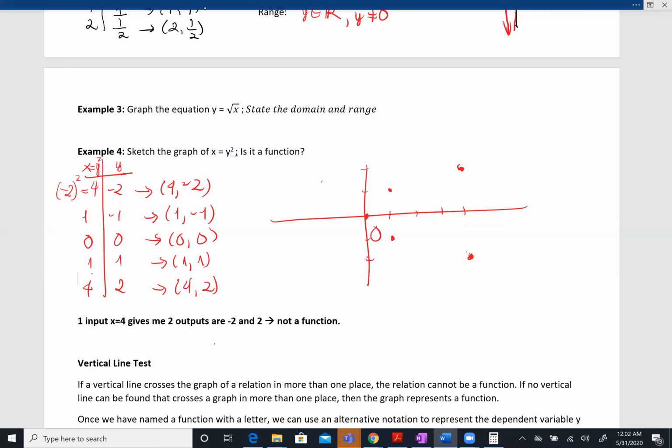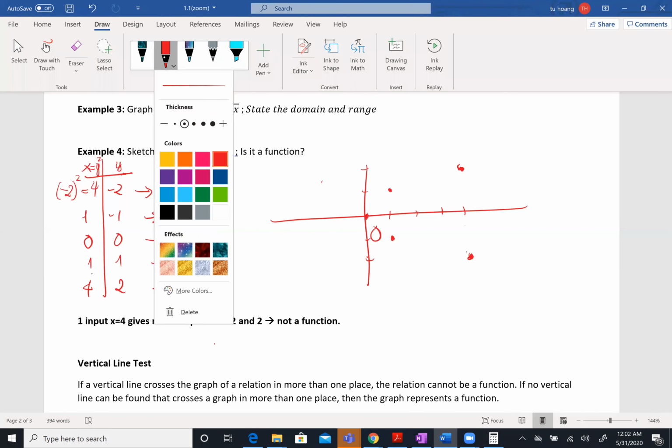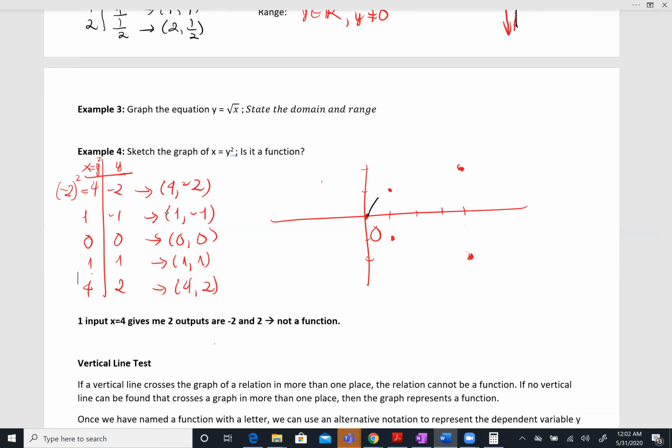So maybe using another color. Okay, so I connect all these points. Connect all these points. All right, so this is the graph of x equals y squared, and the question is, is this a function?